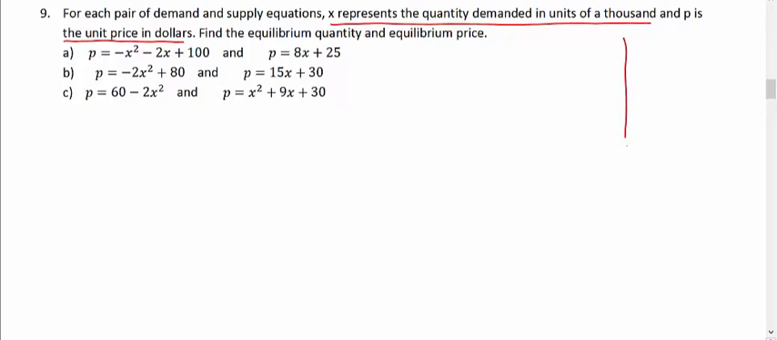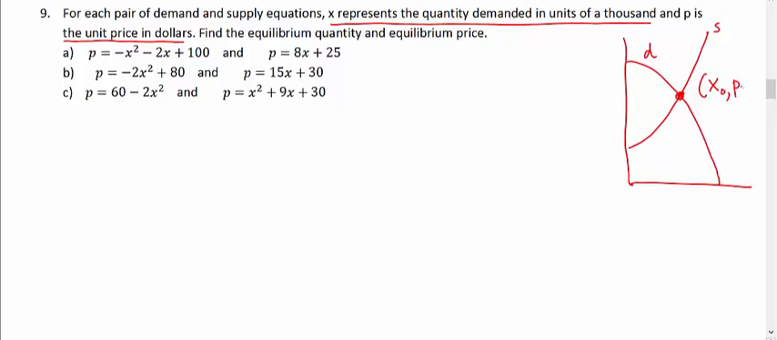So keep in mind that we have discussed that the demand function would be a decreasing function. The supply function would be an increasing function. And we want to find the point at which these two functions intersect. And this is what we call the market equilibrium quantity and market equilibrium price.